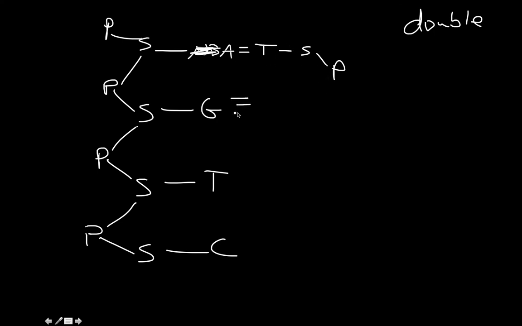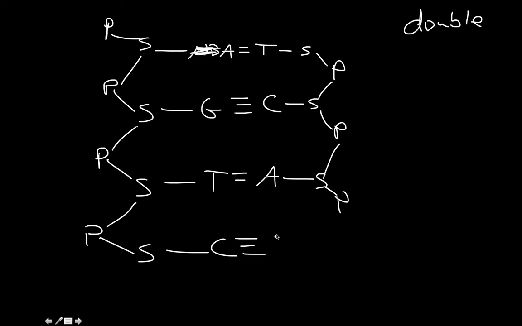We know that this G has to be connected to a C that's also connected to a sugar and a phosphate. And this thymine has to be bonded to an adenine, and it's also connected to a sugar and a phosphate. And last but not least, if we have a cytosine here, we know it has to be bonded to a guanine, or a G, but it's also part of a nucleotide with its deoxyribose sugar and phosphate.